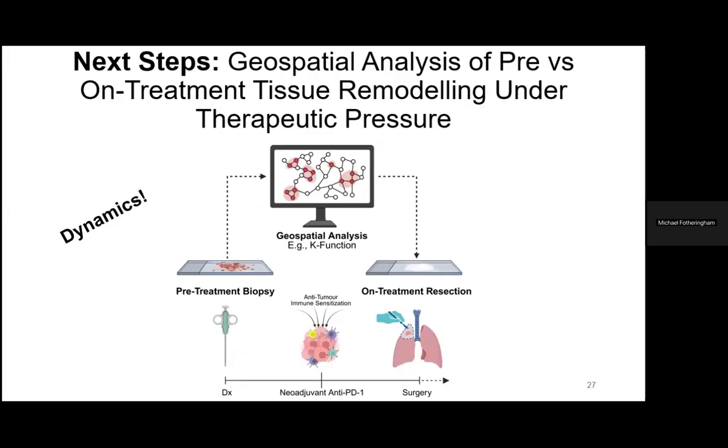Another thing I'd like to look at, totally unrelated, we have some pretreatment biopsies from the same cohort. And I'd like to look at tissue remodeling from the pretreatment biopsy to the on-treatment surgical resection so that we can study the effects of therapeutic pressure and we can better understand response in terms of tissue remodeling.